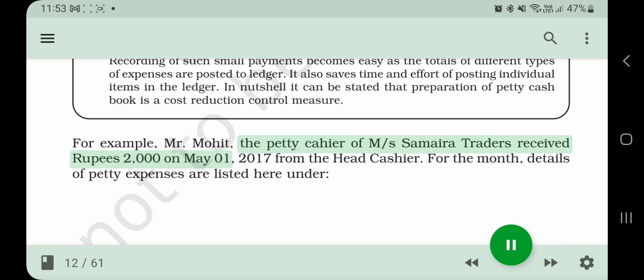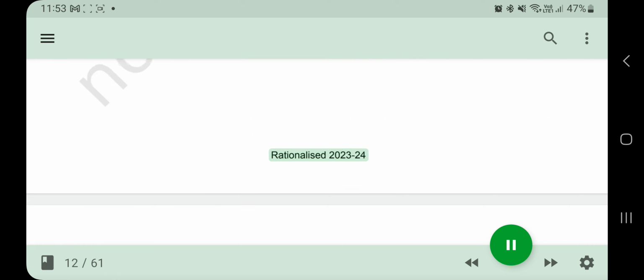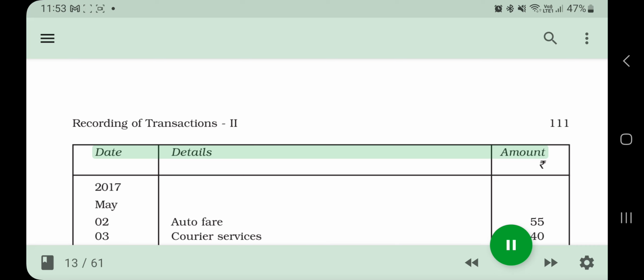For example, Mr. Mohit, the petty cashier of M/s Samira Traders, received ₹2,000 on May 1, 2017 from the head cashier. For the month, details of petty expenses are listed here under. Date, details, amount.